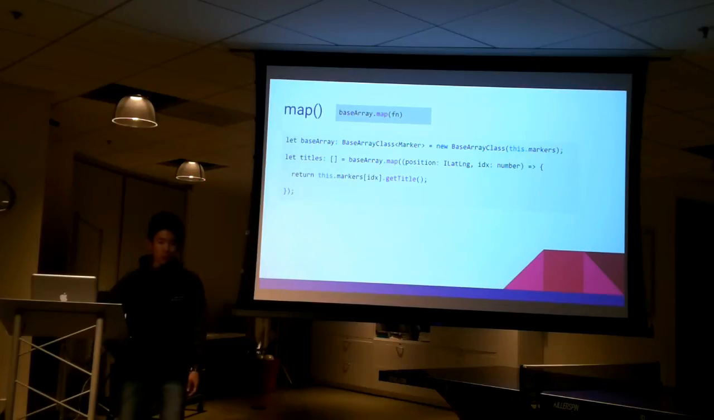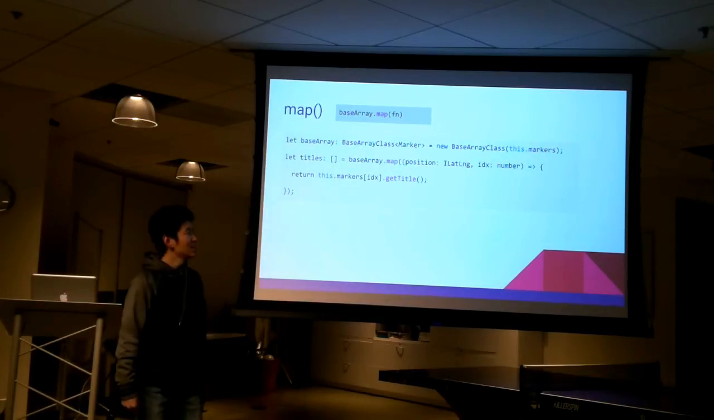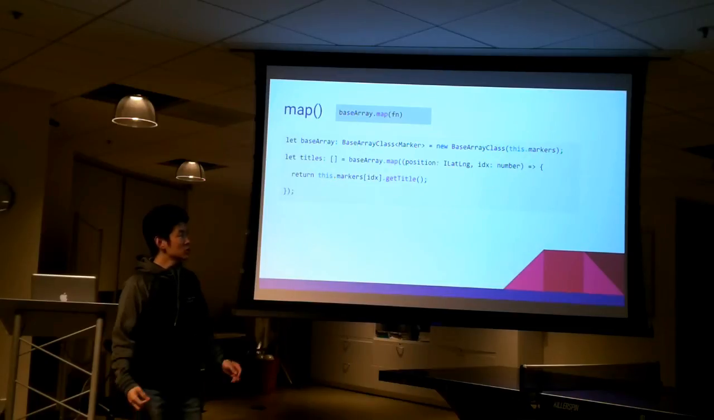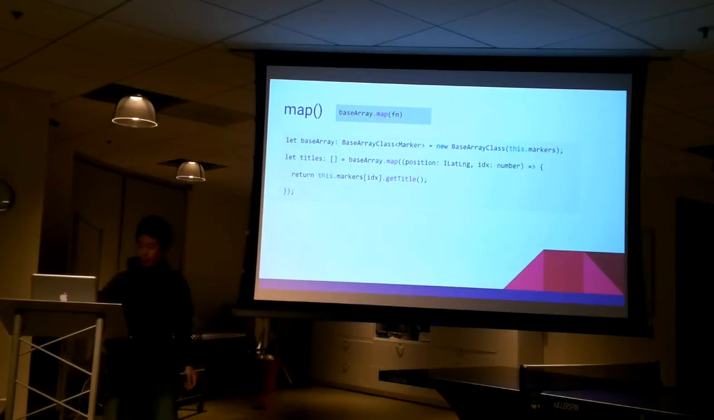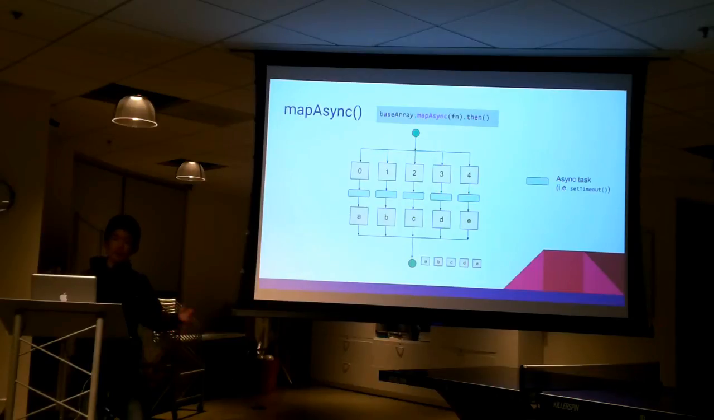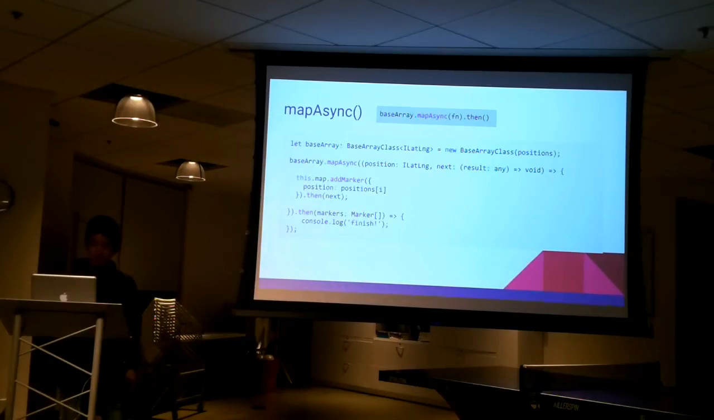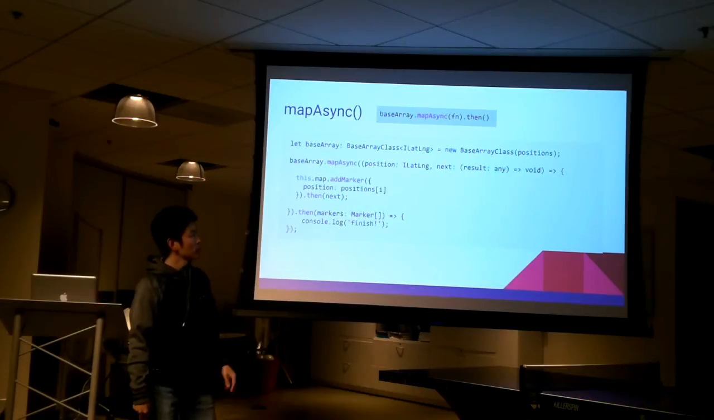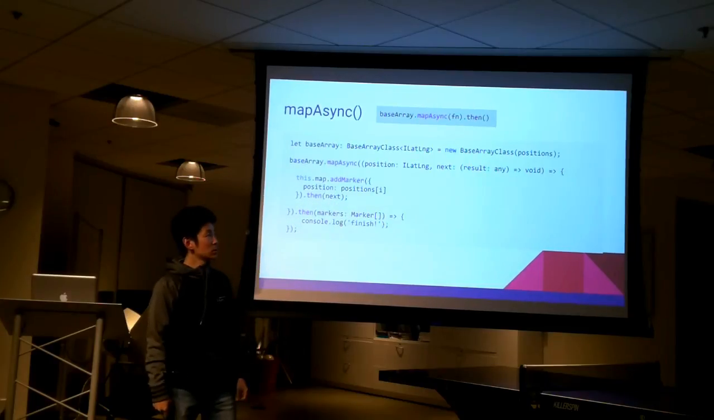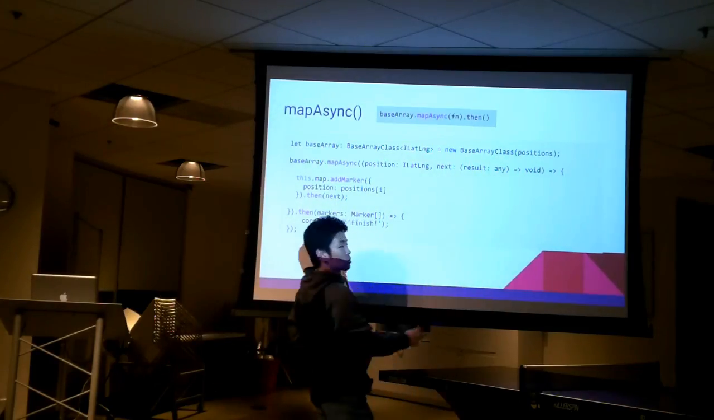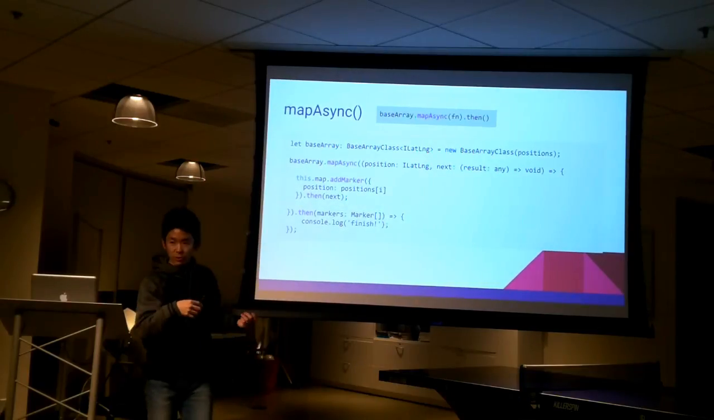So if you want to get all markers' titles, you can do it like this synchronously. But if you want to get all marker instances, you need to use map async. Like this. So you just need to specify next. Next is a callback of one loop.